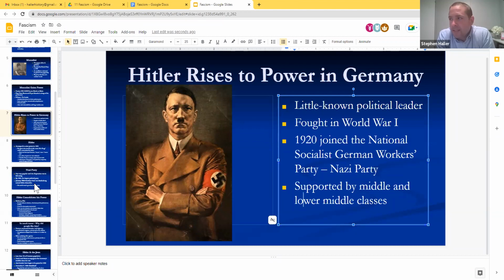He joins the Nazi Party in 1920, and he winds up working his way up the ranks through charismatic speeches and support from the middle and lower classes. One of the things that Hitler is going to prey upon, right, is the Treaty of Versailles and the massive debt that Germany is under, the stripping away of colonies, the stripping away of territory that occurs as a result. So the people of Germany become infatuated with Hitler because he's hitting the nerve of what people were feeling.